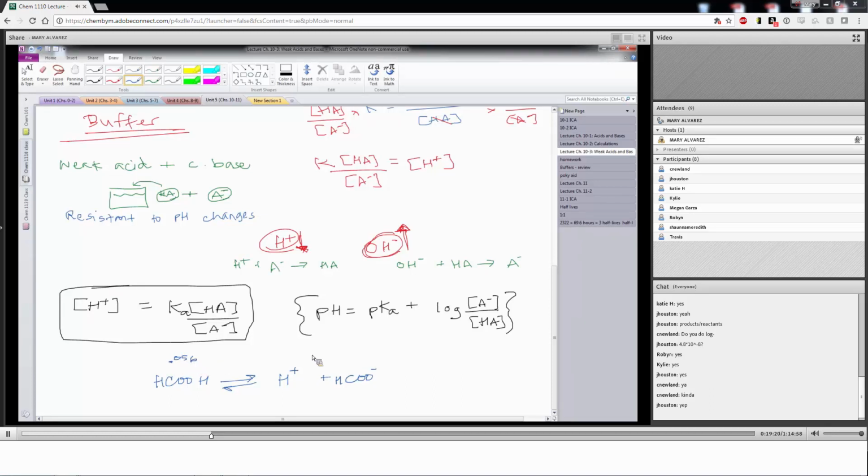And 0.056 moles of the conjugate base. A really good buffer is going to have the same amount of both your acid and your conjugate base, because that way it'll buffer both directions of changes. But let's say we've got 0.056 moles of each of those in solution, and I'm given that the acid dissociation constant for formic acid is 1.8 times 10 to the minus 4th.